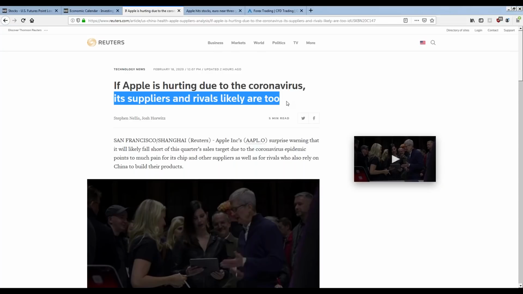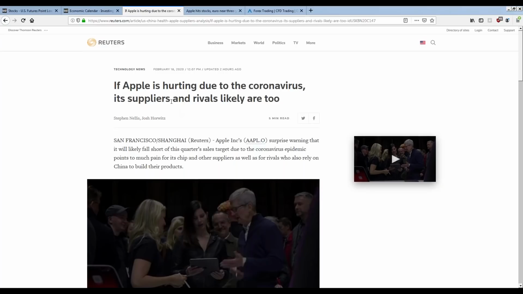So the fear on the market isn't just that, hey, Apple might have problems. The fear is, what does that mean about everybody else that's associated with production in China, factories in China, suppliers that might be affected by China, etc. So now the fear is spreading across the market that rivals and suppliers related to Apple and other companies that are rivals of Apple, there might be a big problem going on here.